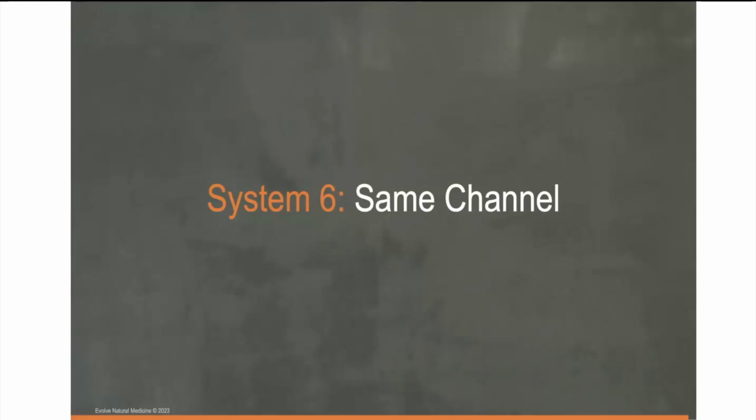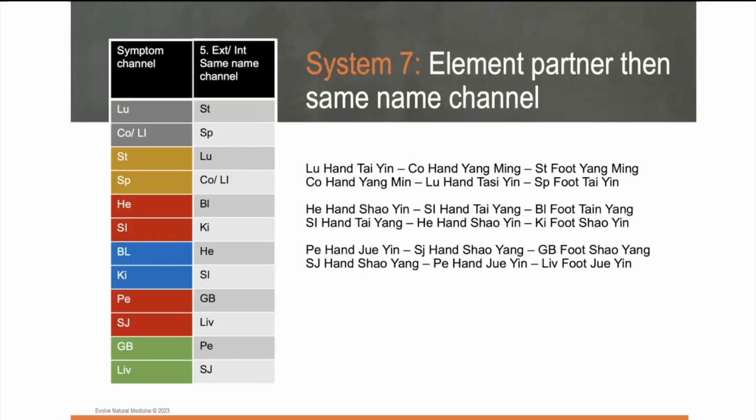So the last system we have is system 7, and it's a little bit more complicated than the others. I find the easiest way to do this is through a two-step process. The first step is the element partner. When we're looking at the lung, the element partner is the colon or large intestine. And then we go to the same name channel. So colon is hand Yang Ming, and then we go to stomach, which is foot Yang Ming.